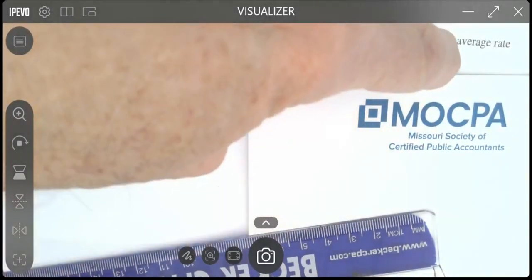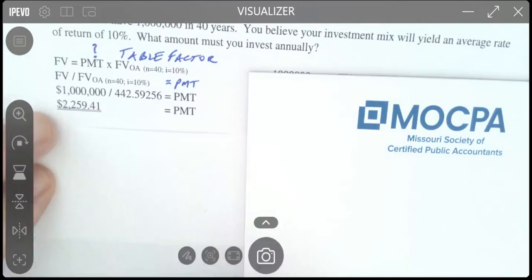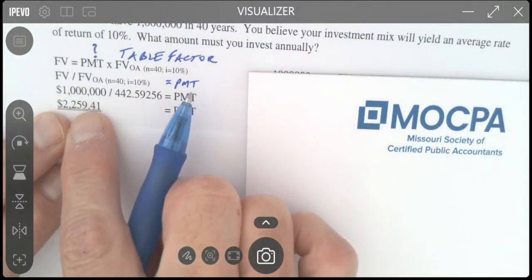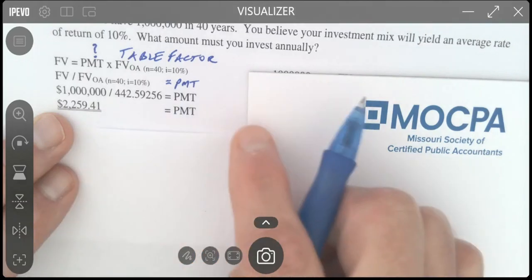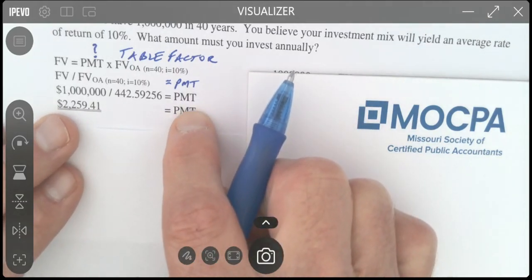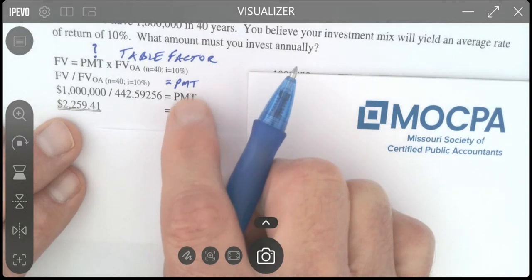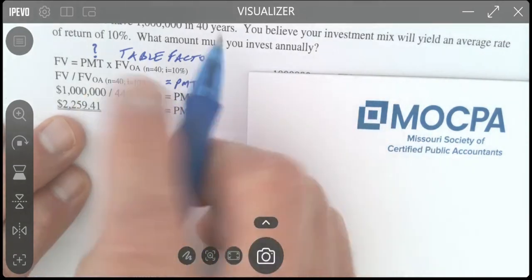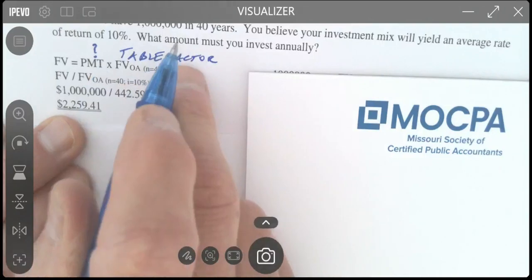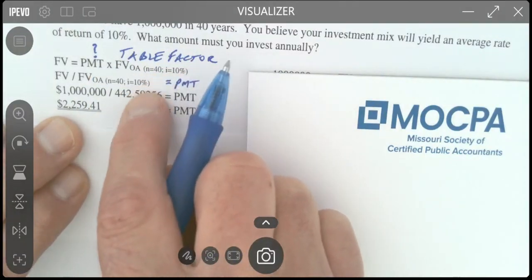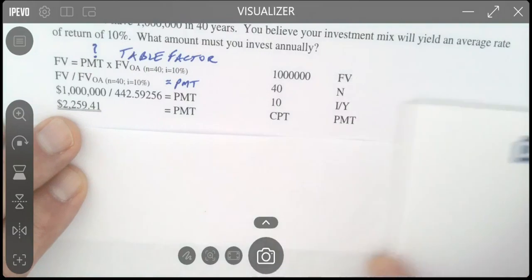And that means that when you divide that out, it tells you that if you make a $2,259.41 contribution into an account every year for 40 years, at the end of that 40-year period, you'll have $1 million, assuming, again, you yielded 10%. Yield more, you'll have more than $1 million. Yield less, you'll have a little less than $1 million, but you'll be quite happy.